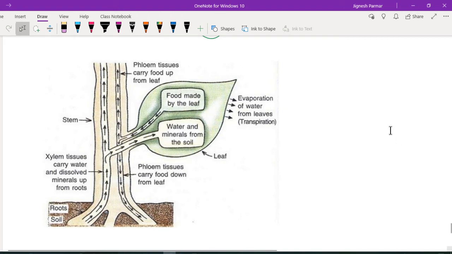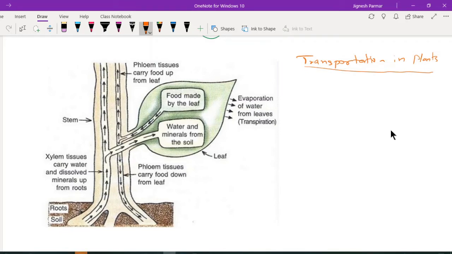So dear students, in the last section we studied transportation in human beings. Now we are going to study transportation in plants. As you all know, in ninth standard you studied transportation in plants very nicely. This is a little bit more advanced than that.